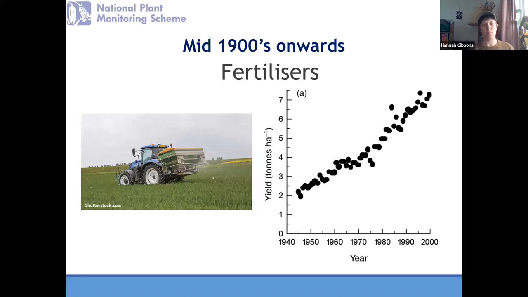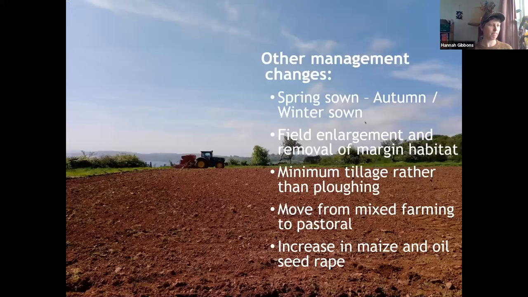And not only this, but we've got much more competitive crop varieties, which also grow really quickly in the conditions that we're providing for them. However, many of the arable plants, particularly the rarer species, kind of need the open environment. They don't do very well with competition, so they don't like it when there's very, very dense vegetation. So that's another reason why arable plants aren't necessarily as common as they used to be.